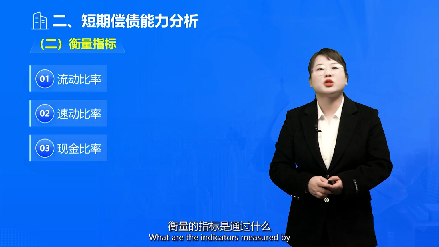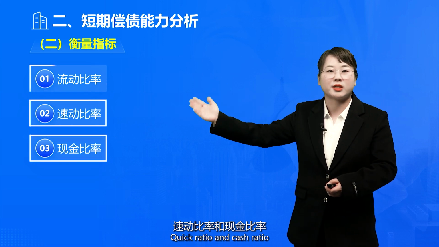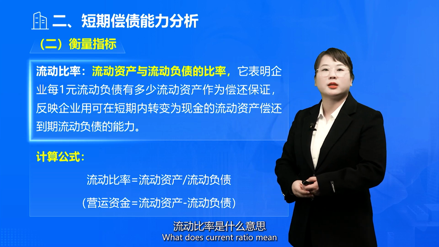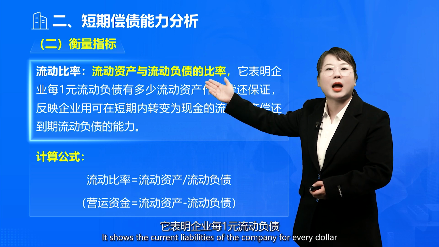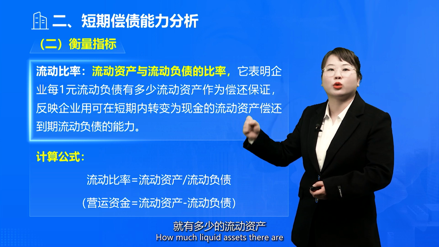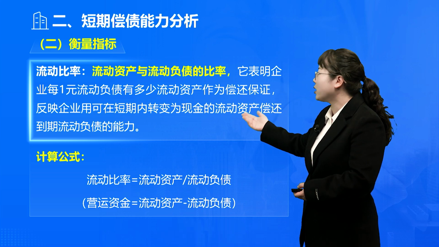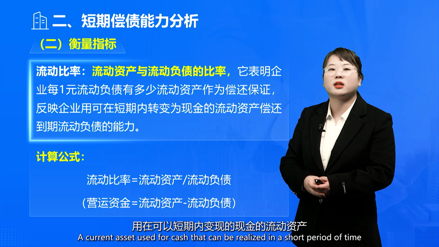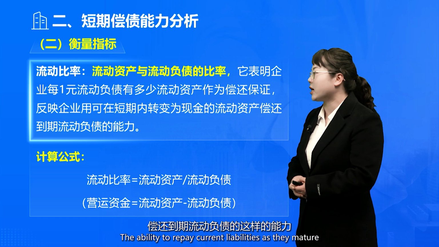What are the indicators measured by? Current ratio, quick ratio and cash ratio. What does current ratio mean? It is the ratio of current assets to current liabilities. It shows how much liquid assets there are for every dollar of current liabilities of the company, as a guarantee of repayment. It reflects the enterprise's ability to use current assets that can be realized as cash in a short period of time to repay current liabilities as they mature.